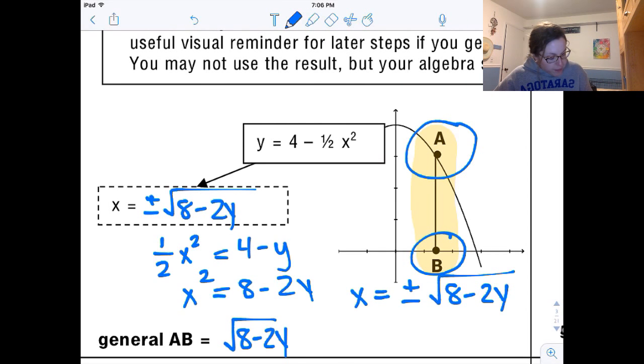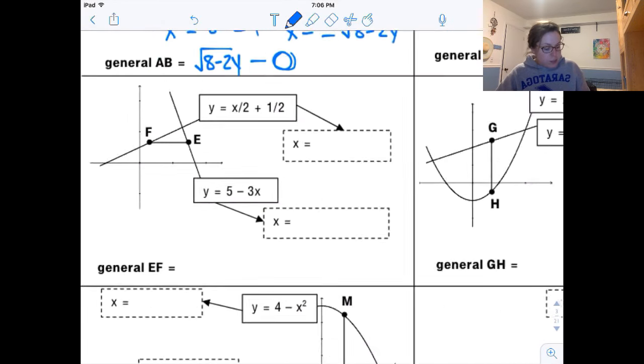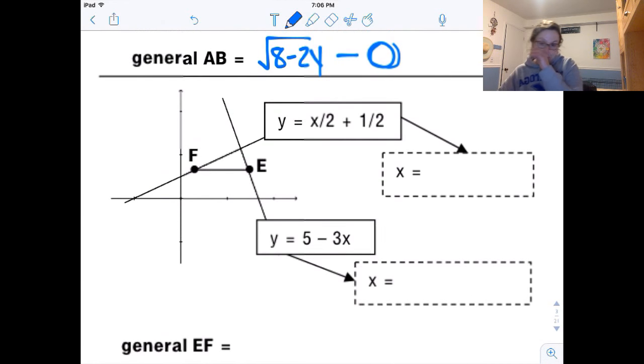Okay? And my lower part, my b value, my y value there is 0. So that's where I'm going to start with something like this. Okay? So I'm just going to do one more of these, one that I want to look at just to make sure that we've got the idea with this. So let's look at one like this.